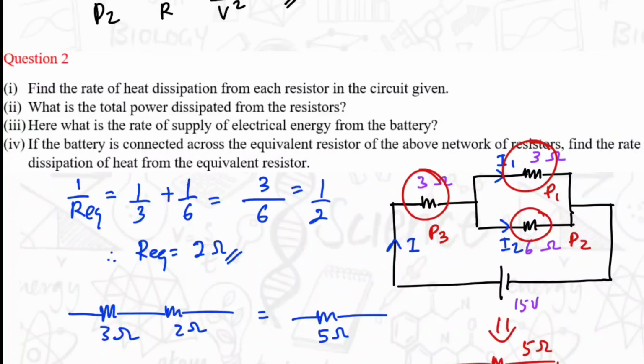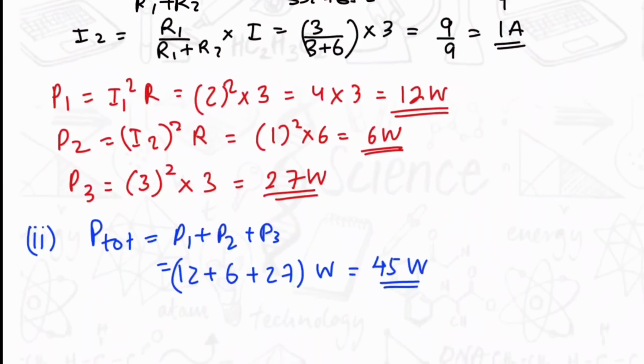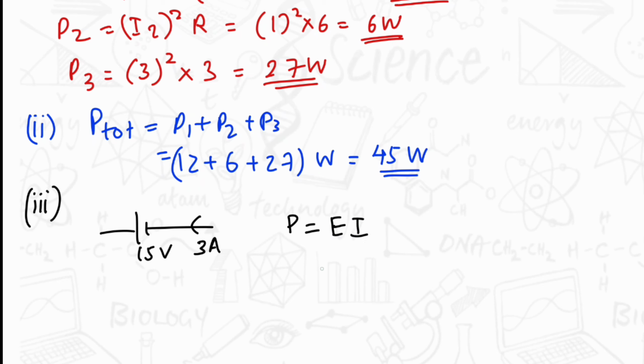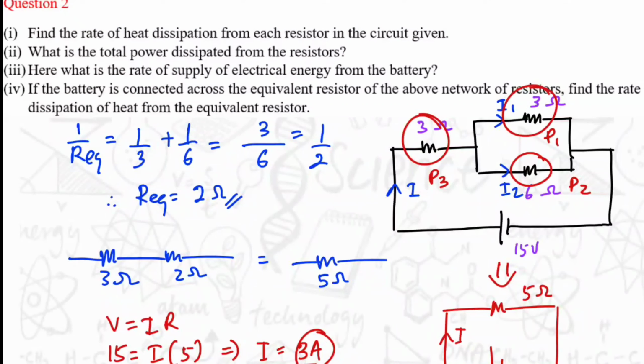Next question. Here, what is the rate of supply of electrical energy from the battery? So we have a battery of 15 volts and the current flowing is 3 amperes. So we can use the equation P equals EI. So there is 15 times 3 and we will get the answer, 45 watts.